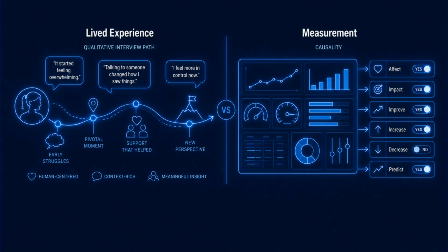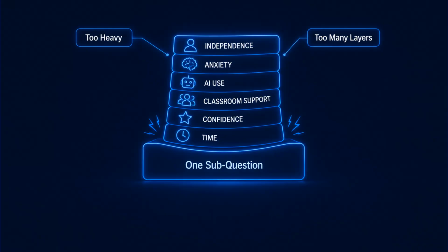Notice again that the questions stay close to human experience. They do not ask the participant to define capability. They ask the participant to notice how capability shows up in moments of schoolwork. A third sub-question was, how do learners describe changes in their independence as they continue using AI tools for academic tasks? This sub-question focuses on change over time.